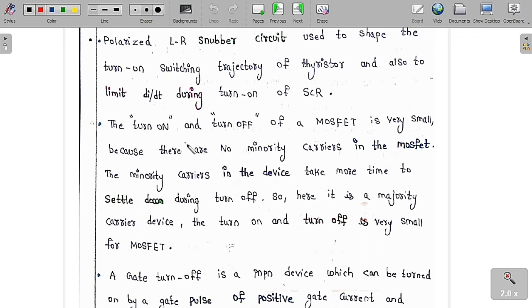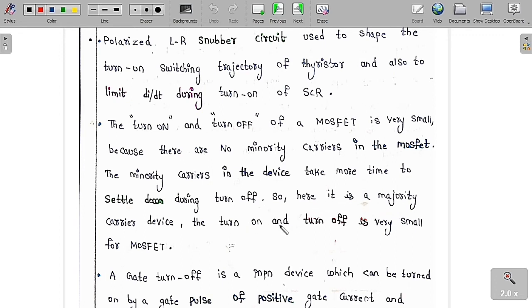The turn-on and turn-off time of a MOSFET is very small because there are no minority carriers in the MOSFET. The minority carriers in a device take more time to settle down during turn-off.